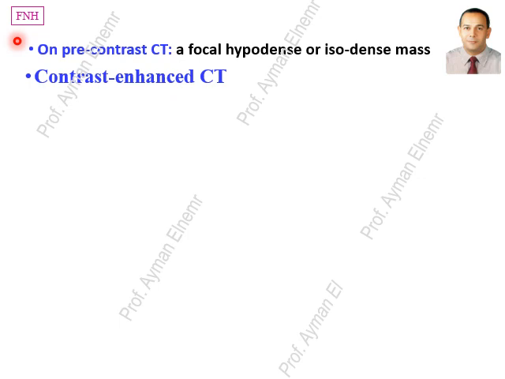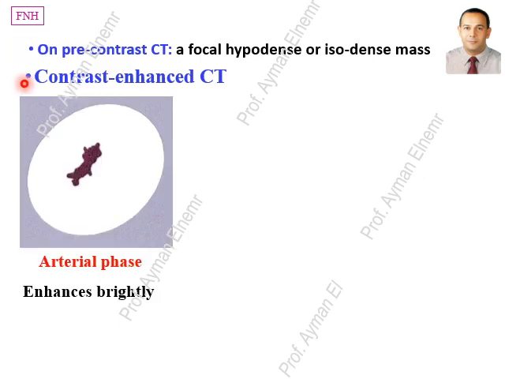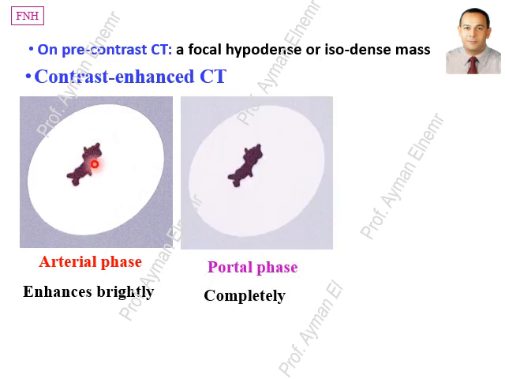On pre-contrast CT scans, focal nodular hyperplasia is demonstrated as a focal hypodense or isodense mass. On contrast CT examination, the lesion enhances rapidly at the arterial phase, while the central scar doesn't enhance. On the portal phase, the lesion enhancement decreases, and it may be isodense or slightly hyperdense relative to the normal liver.